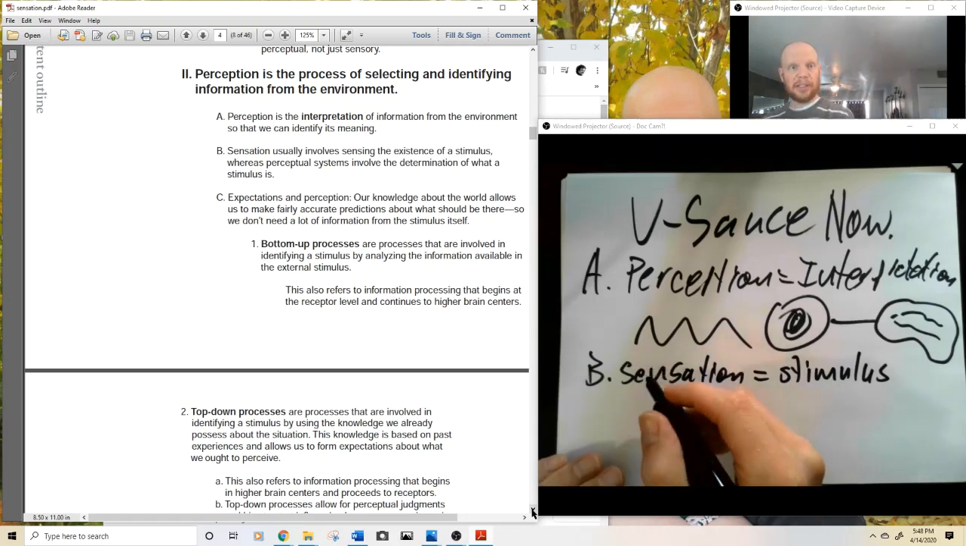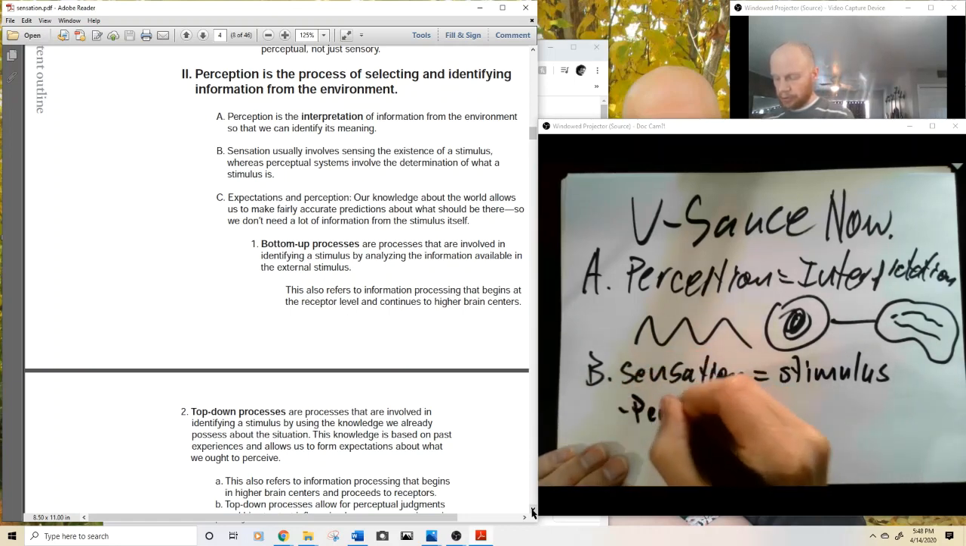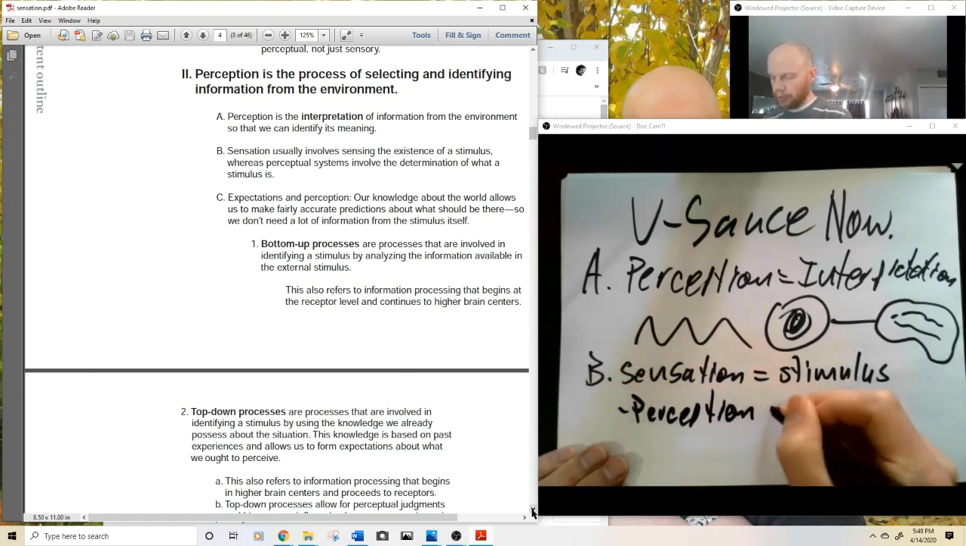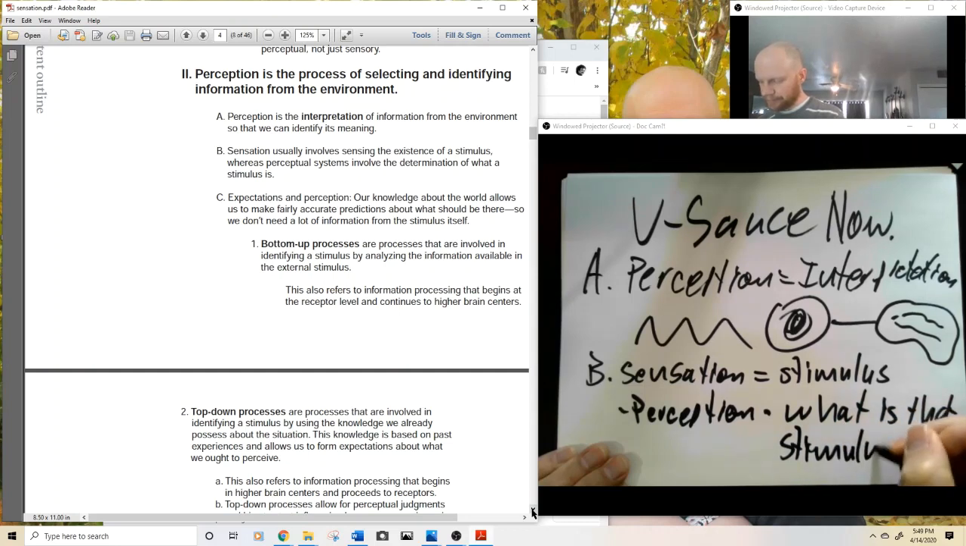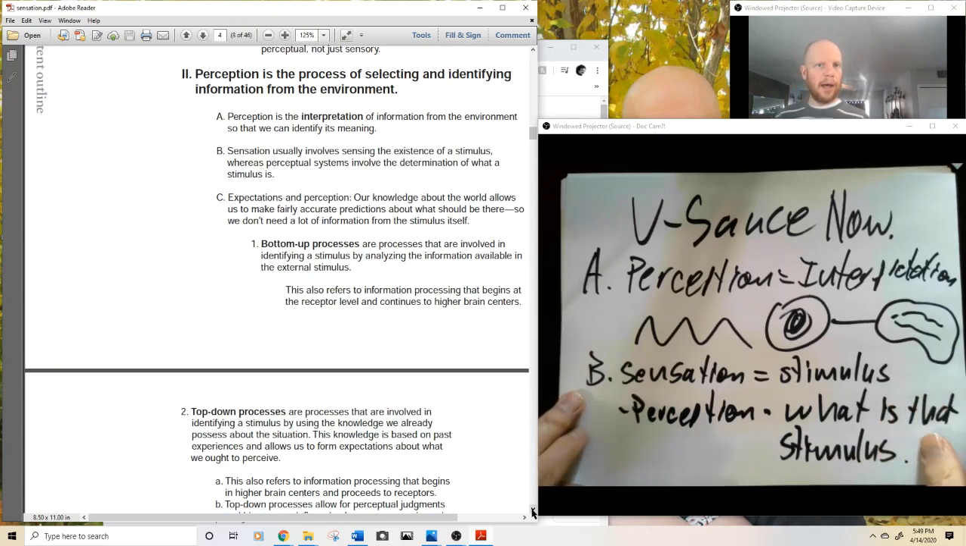And the perception is what is that stimulus. Here's a waveform, a sound wave comes into your ear, and you hear it. That exists, and it's going to exist, but then you perceive it, and that's your brain going, that's the sound of a G chord or something like that.